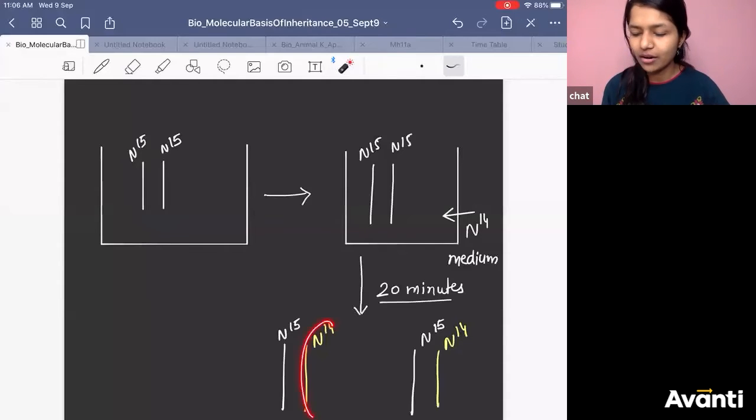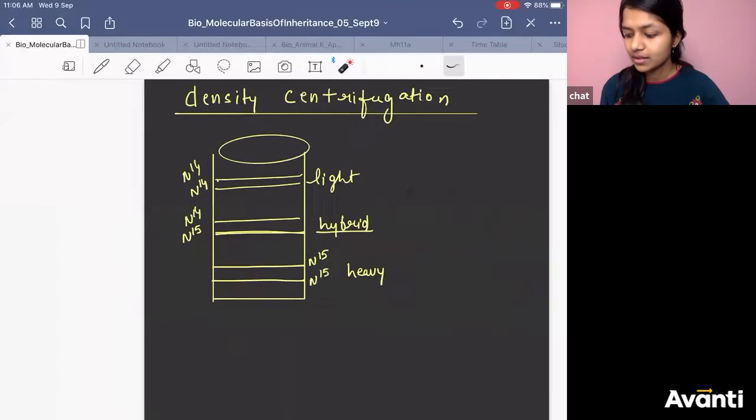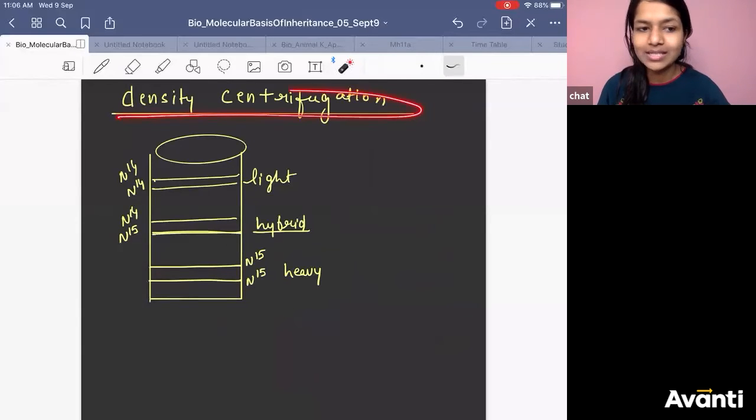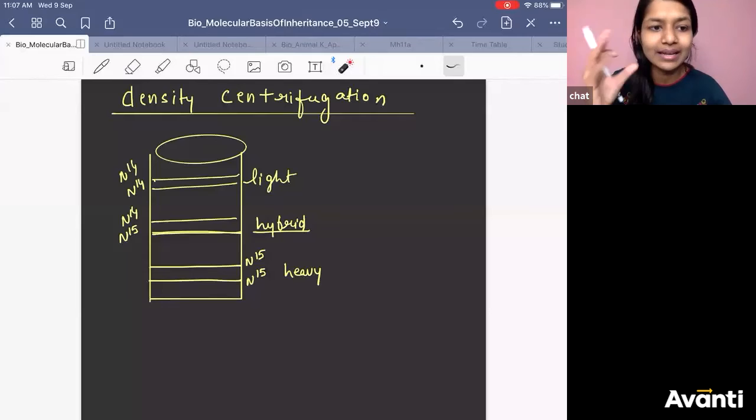Obviously, they will not be of different color, Pranav. Just to understand, I have drawn it in different color. If it was of different color, then why was there a need for density centrifugation? There would be no need for density centrifugation, right? It is not a radioisotope that it starts blinking and all.